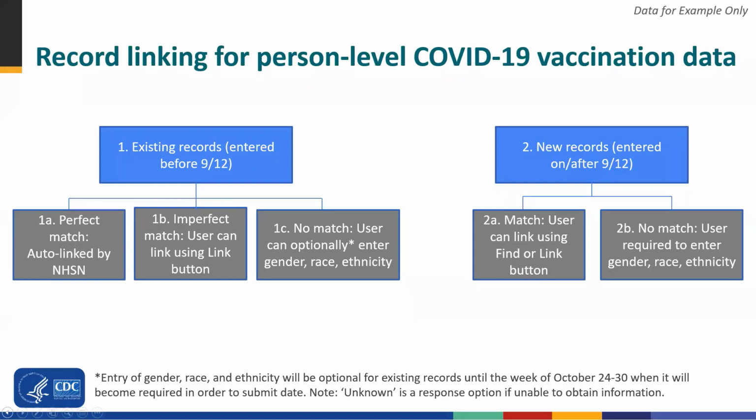So we're going to walk through some examples now of what this linkage to those resident and staff lists means for different records. We'll start by walking through what this means for existing records, any records that were entered before today, before 9/12, and how this linkage may affect those. The first example is a record of an individual that was in the person level COVID-19 vaccination data form entered before 9/12 and is a perfect match. So it matches the underlying list in NHSN exactly.